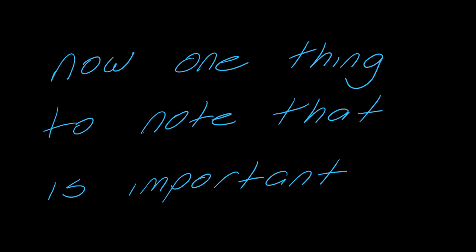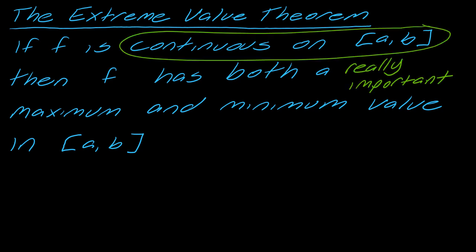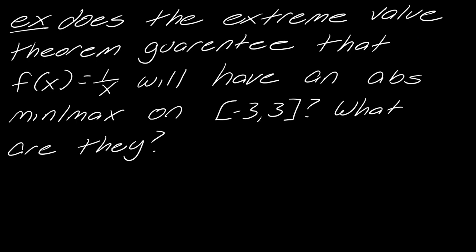Now one thing to note that is important, going back to this extreme value theorem, this part right here, this continuity, this is really important, because if you don't have this, then you are not guaranteed to have a maximum and minimum. You just have to use reasoning to figure this out. So then all bets are off, and now you've just got to think through it. So what I want to do is compare two examples to really drive this home.